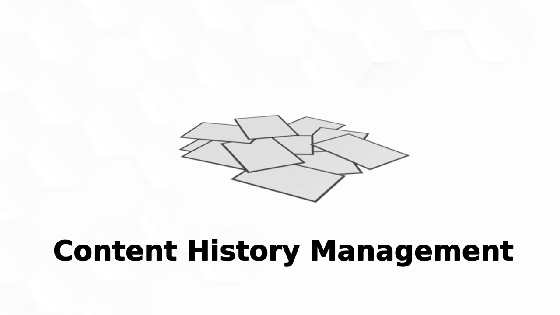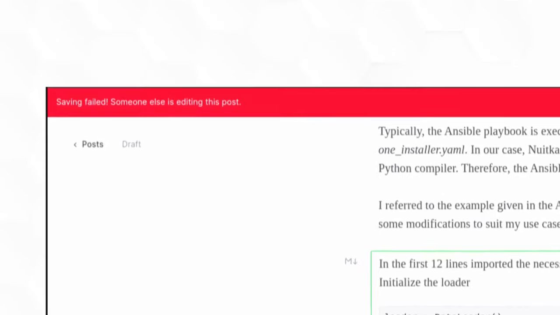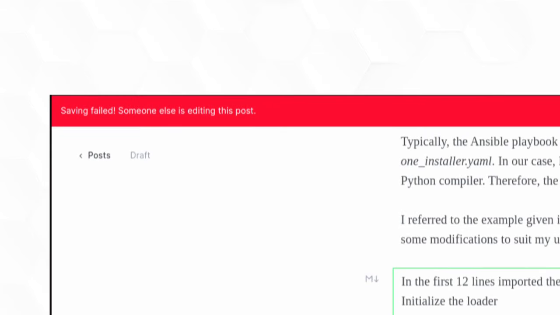Another problem in major content platforms is content history management. Once we modify the content in the editor, we can't go back to the previous stage. Also, two content writers can't work together at a time in the Ghost editor. Even WordPress doesn't have a good backup system.